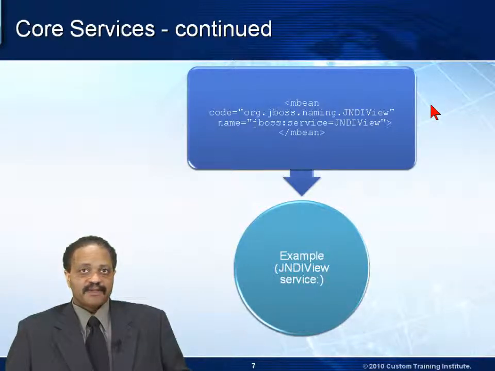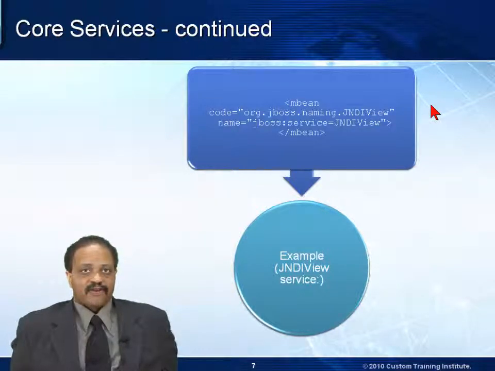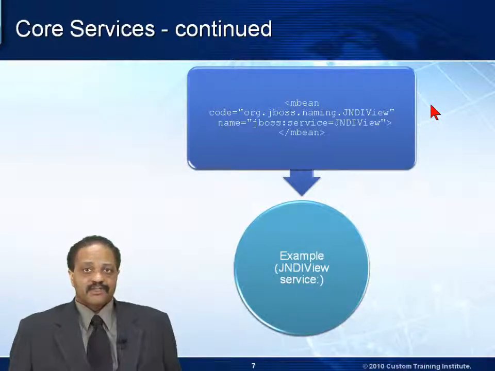And so what that chunk of code says is that we're going to pull in the managed bean. The class for that managed bean is the JNDIView class, and then the name of that managed bean is going to be jboss:service=JNDIView. So the JNDI view service is going to be handled by the bean whose source code comes from the JNDIView class. So that's going to be one of the core services that's available.